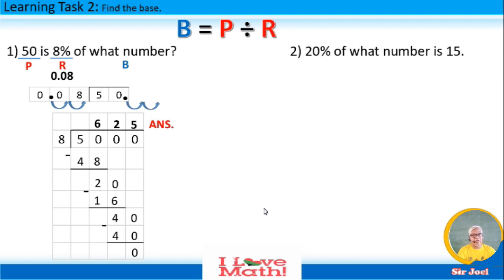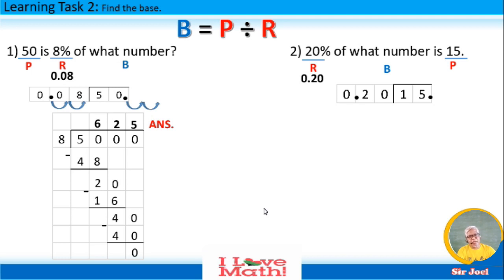Again, identify muna natin yung rate kasi siya ang pinaka-madali, and that is 20%. 20% is equivalent to 0.20 or 0.2. Then, we have the base, which is after the word of, that is what number o yung unknown. And after the word is, in this problem, is our percentage. To solve the problem, we have 15 divided by 0.20. Okay? I-move muna natin yung decimal point.